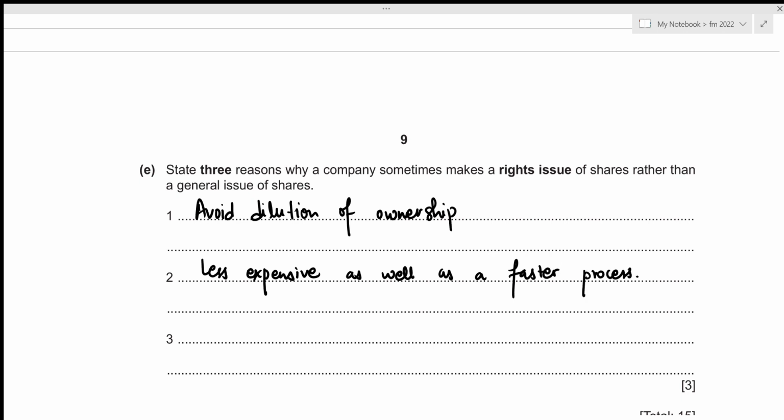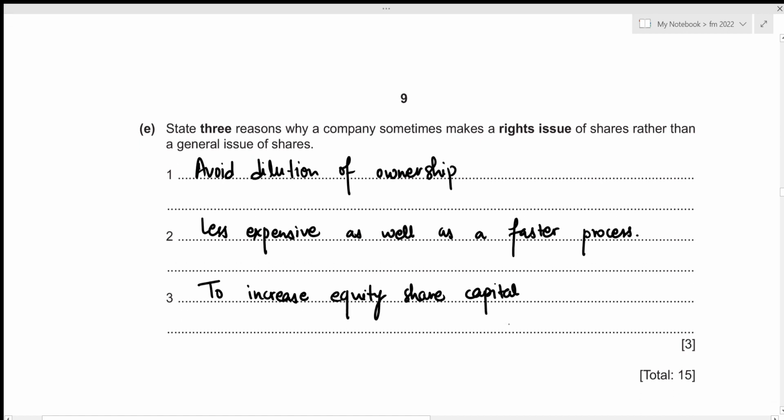And finally, we know that rights issue increases our equity share capital, right? And that could be a reason why a company makes a rights issue. Let's write it down. To increase equity share capital. Alright, this concludes the fifth part of this question as well as the entire question.